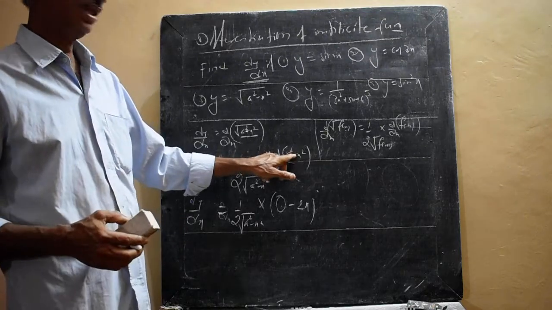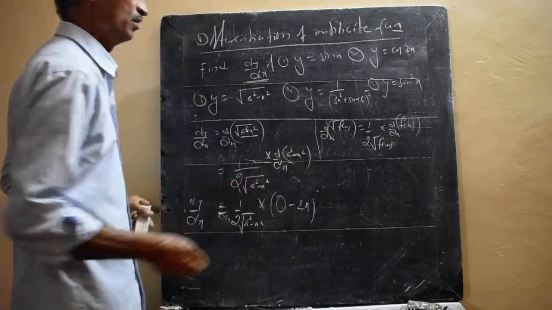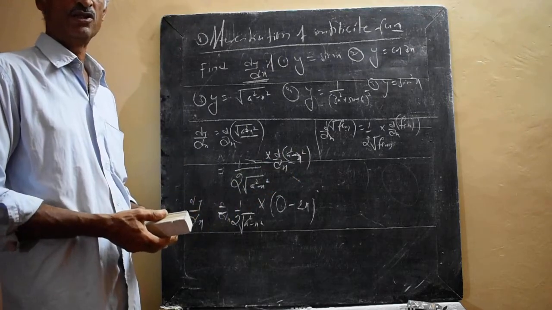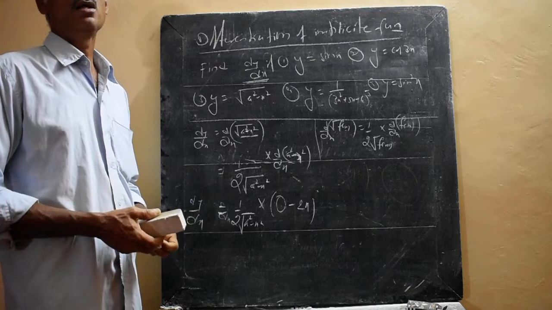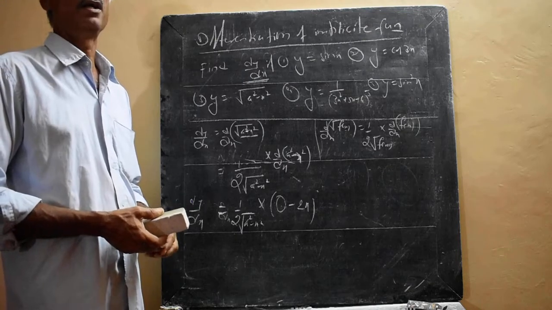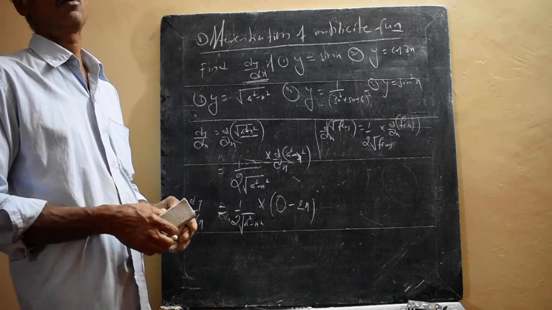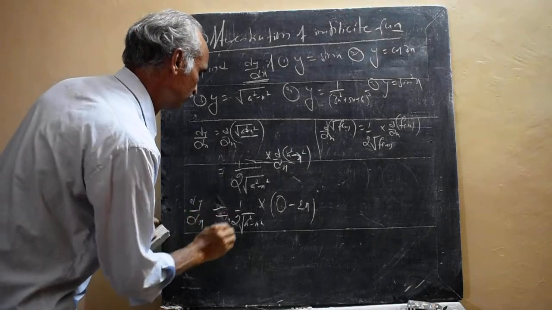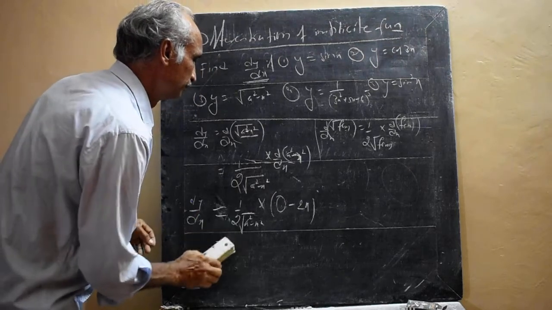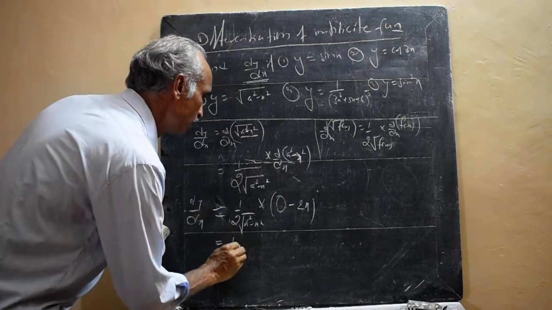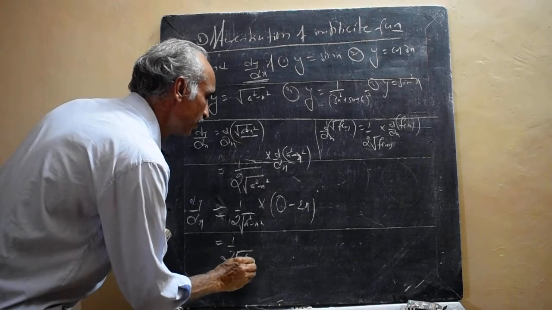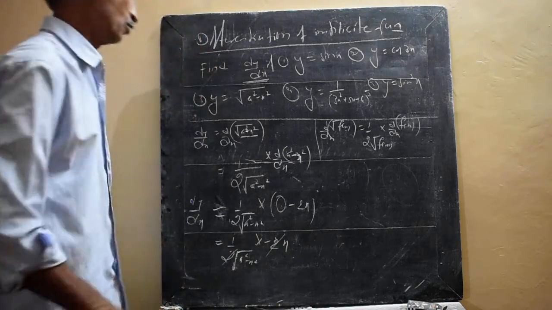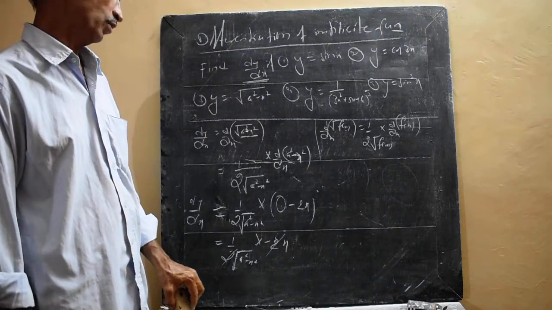Whenever plus or minus is there, you have to differentiate each and every term. D by dx of f of x plus or minus g of x plus or minus h of x is d by dx of f of x plus or minus d by dx of g of x plus or minus d by dx of h of x, etc. That's equals to 1 upon 2 root a square minus x square into minus 2x. No? 0 minus 2x is minus 2x.